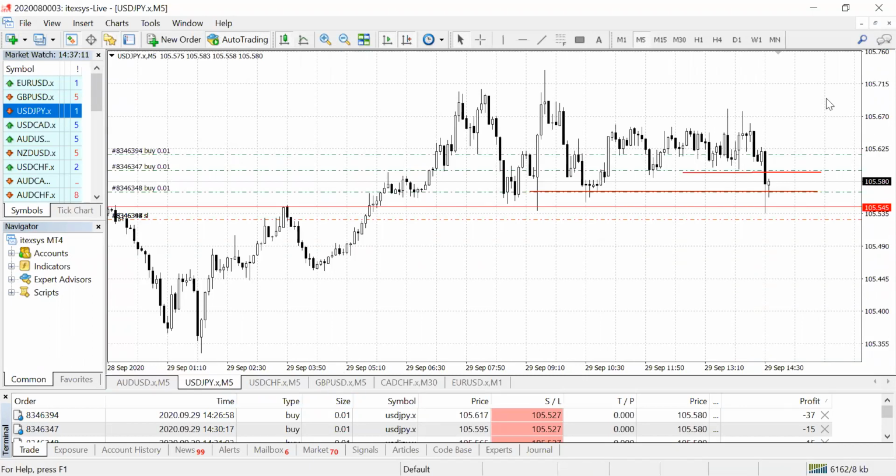What's going on with our trade? Okay, I like the fact there hasn't been a continuation, but it's still very early to tell if this is going to work out.